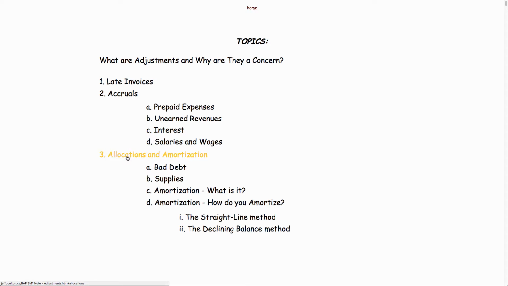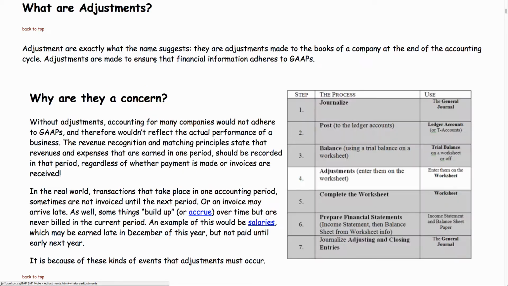It's called allocation because, much like accruals, one of the reasons you have to do adjustments is because time has passed, or things are happening, and you have to show the right amount of expense or revenue in the period. And you're not going to get a bill or an invoice for any of these. You'll understand why as we go through them. But that's the real reason you need to do adjustments, as it explains up here.